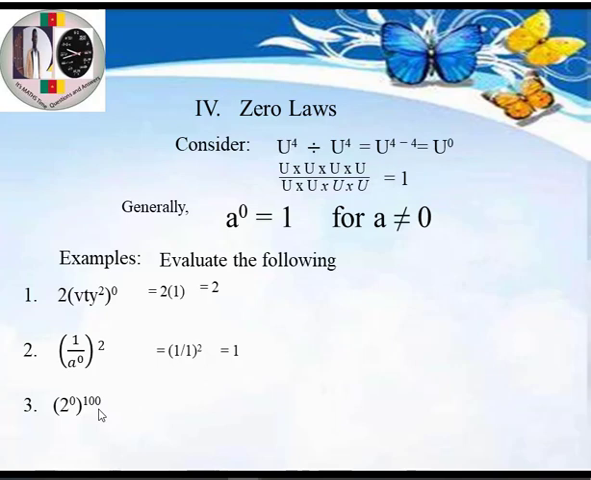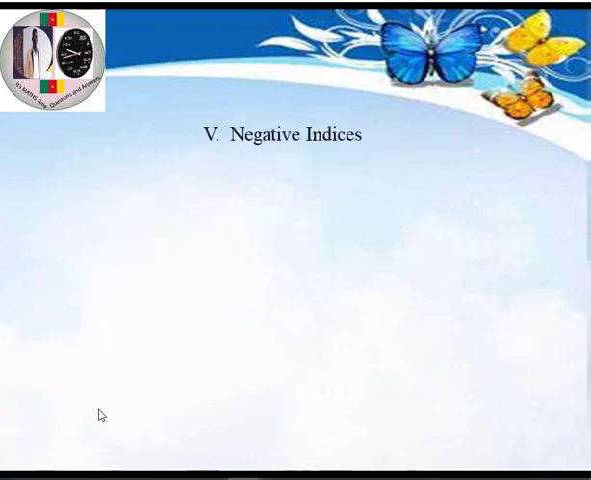And 1 raised to the power 100 is 1. That's it. So that's the 0 law. So the other law is what we call the law of the negative indices. So let's see this law.